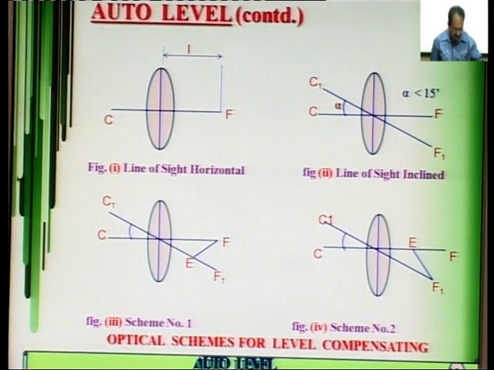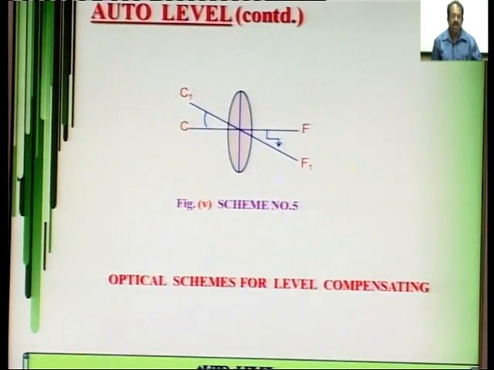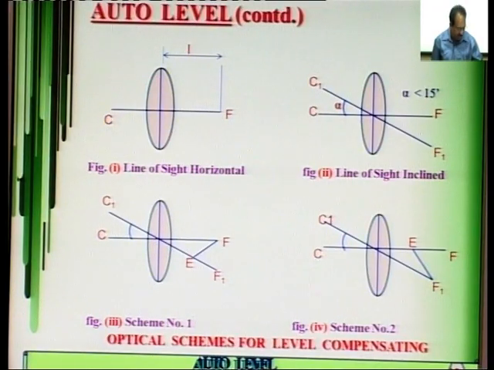Now, in scheme number 1, EF1 is turned to orient along EF. In scheme number 2, in figure 4 on your monitor screen, EF1 is turned to orient along EF, and in scheme number 3 on your monitor screen, the image of F is transferred onto F1 by successive reflections. These are the schemes.